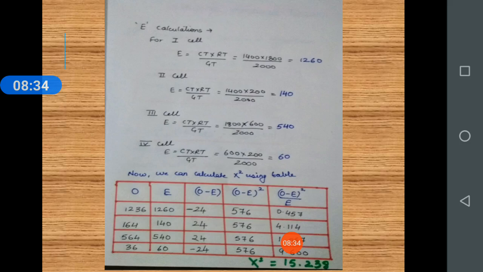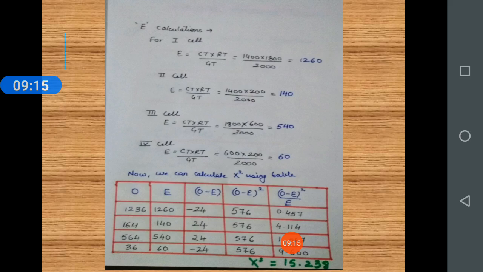So we can see the calculations for the different cells, and the final answers are: for the first cell 1260, for the second cell 140, for the third cell 540, and for the fourth cell 60. Now we are ready with our observed and expected frequencies. The next step is to calculate the chi-square value. For this, first of all, we will enumerate in a table the observed frequencies as 1236, 164, 564 and 36, and the expected frequencies which we calculated: 1260, 140, 540 and 60.